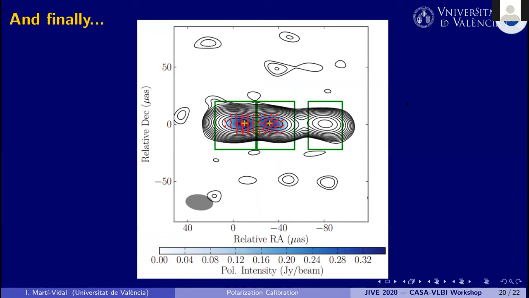And last but not least, here is the source that I simulated, which was tricky if you want to use the elliptical approach. Here, the yellow crosses mark the peaks of polarization, which are shifted with respect to the peaks of Stokes I, shown in contours. These shifts are very difficult to handle if you use the slicing approach, because the slicing approach assumes a proportionality between Stokes I and the polarization brightness.